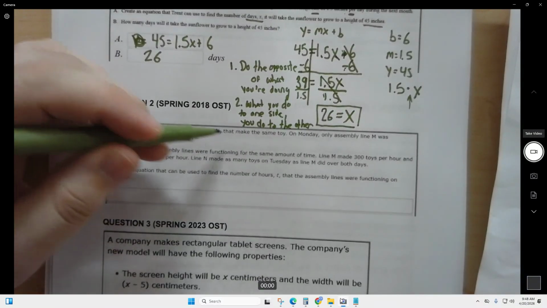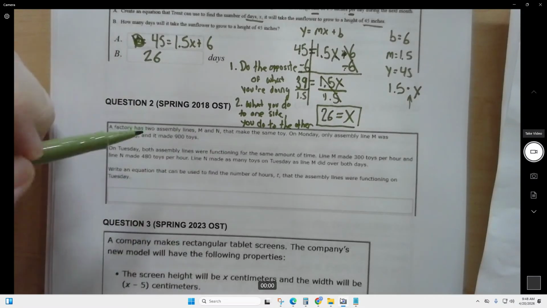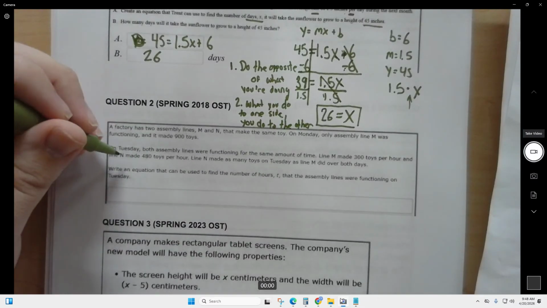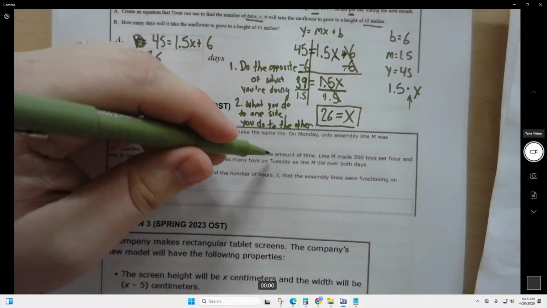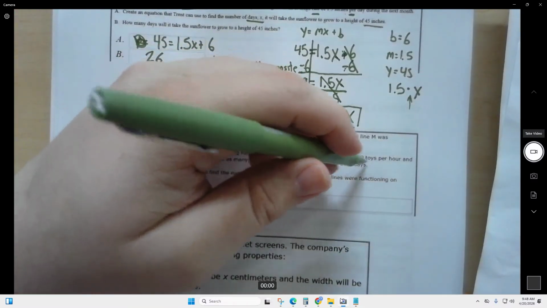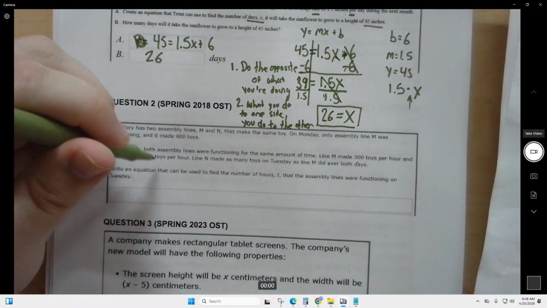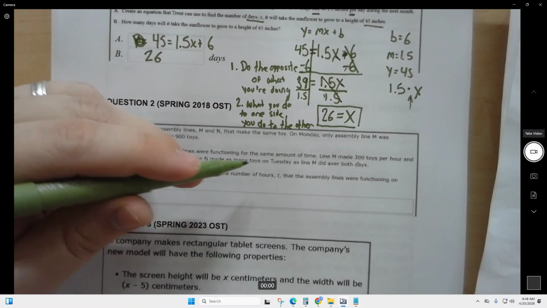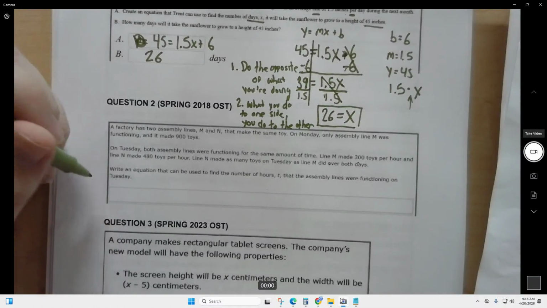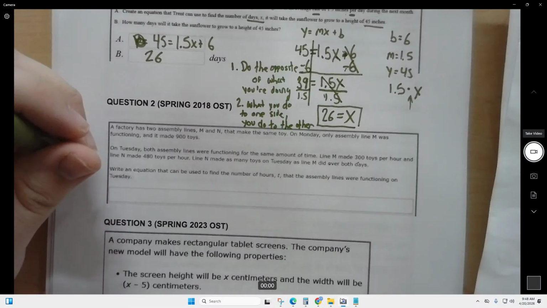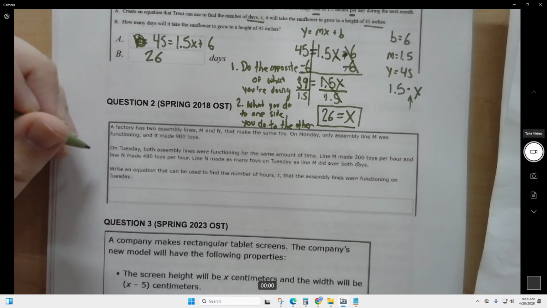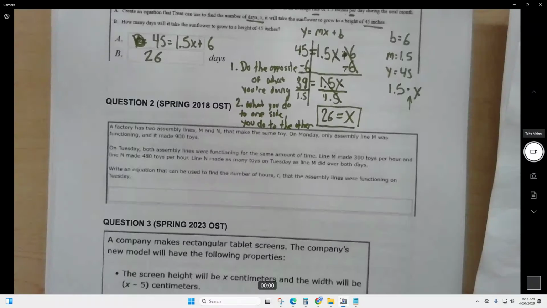Let's go to question 2. A factory has two assembly lines, M and N, that make the same toy. On Monday, only assembly line M was functioning and it made 900 toys. On Tuesday, both assembly lines were functioning for the same amount of time. Line M made 300 toys per hour, and line N made 480 per hour. And line N made as many toys on Tuesday as line M did over both days. Write an equation to find the amount of hours T that the assembly lines were functioning on Tuesday. Okay.